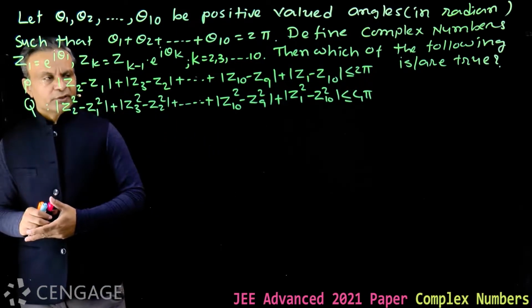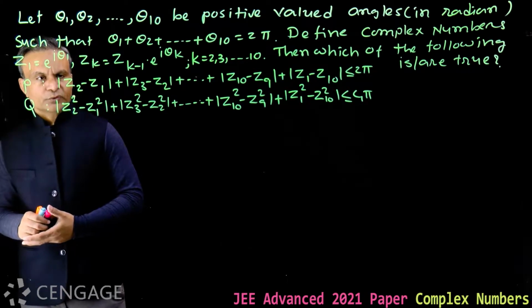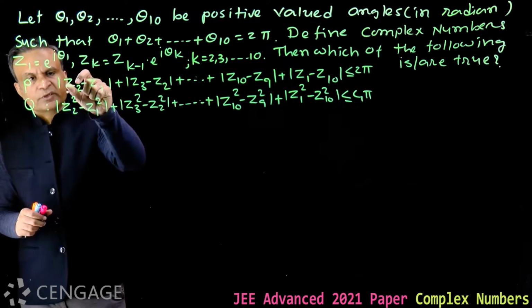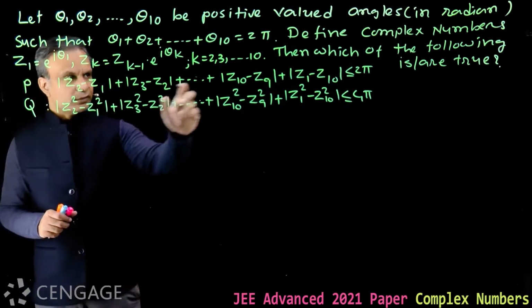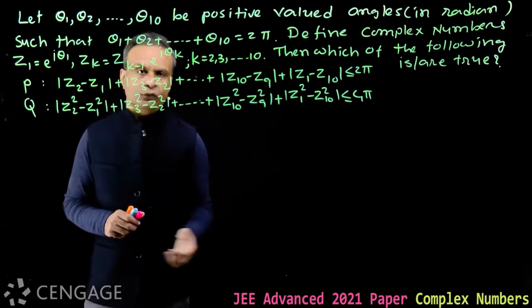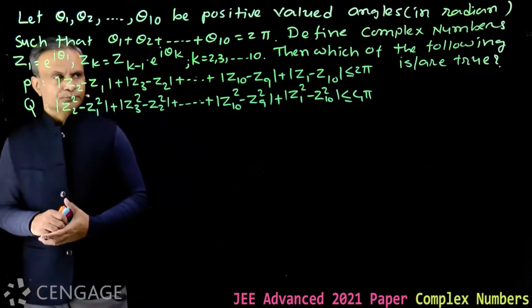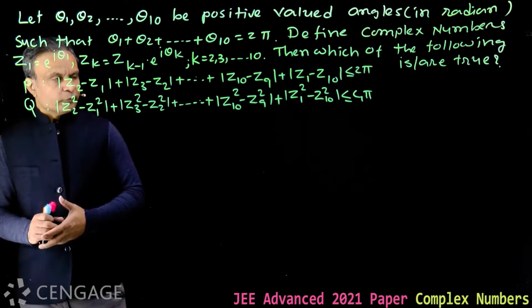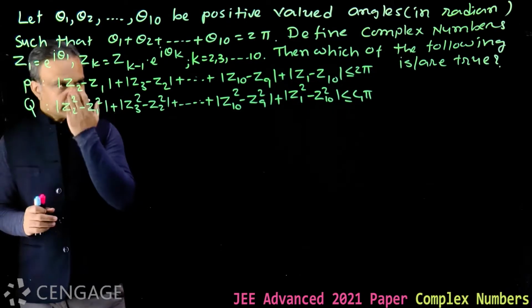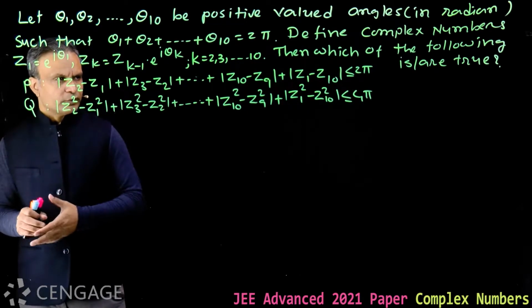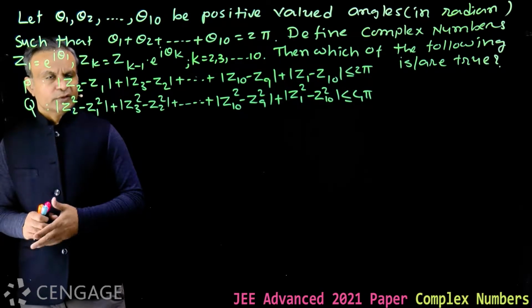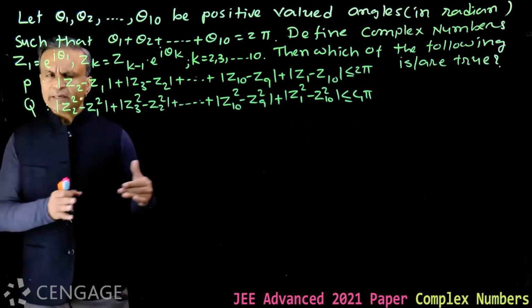And to get statement Q, replace each complex number in statement P by its square and replace the RHS by 4 pi. This is statement Q. We will check these two statements. What can we do? We have two different approaches. One is geometrical and the other is purely algebraic.